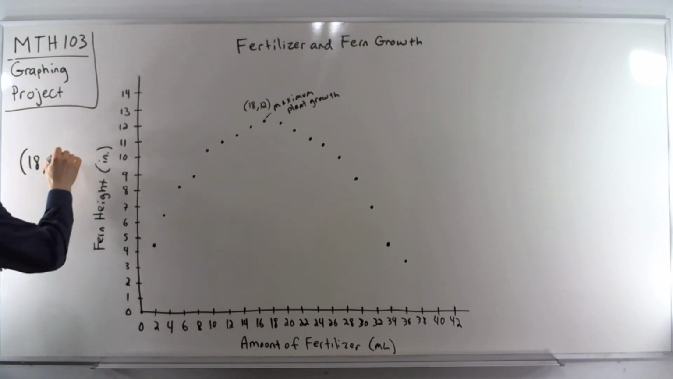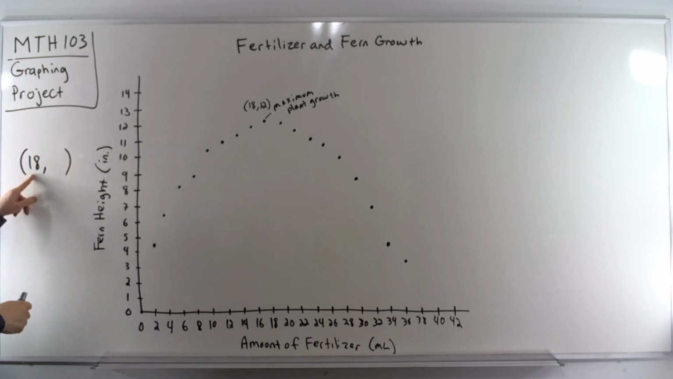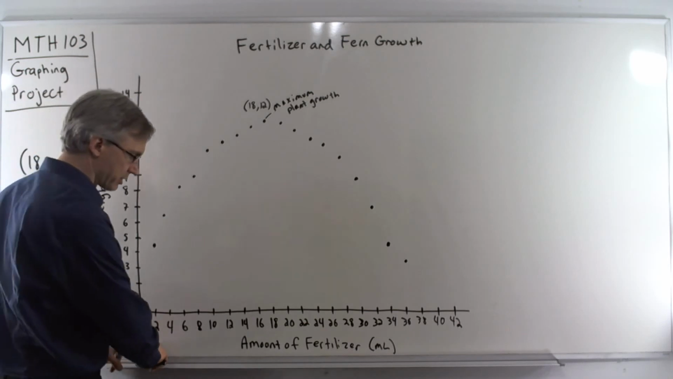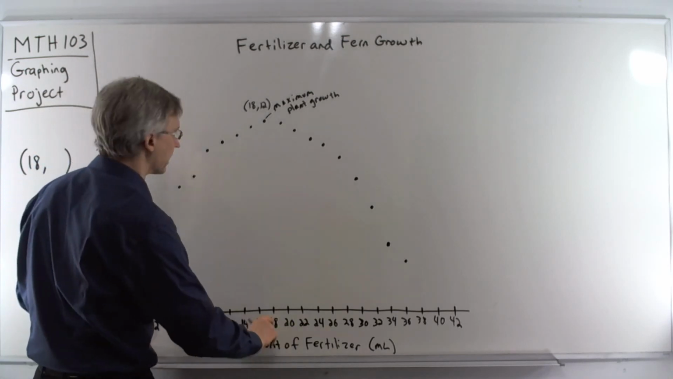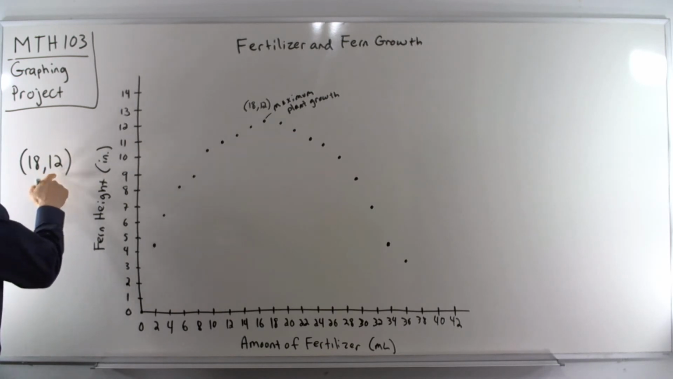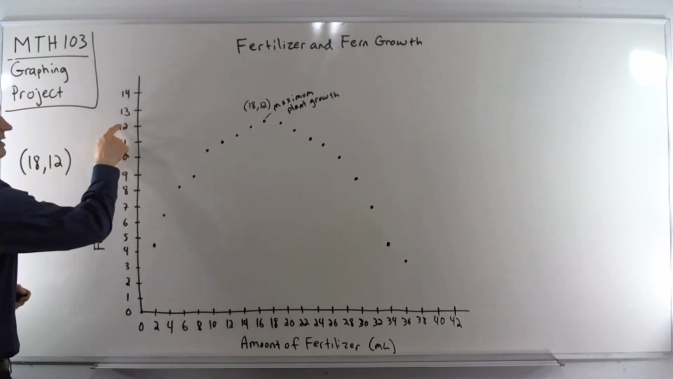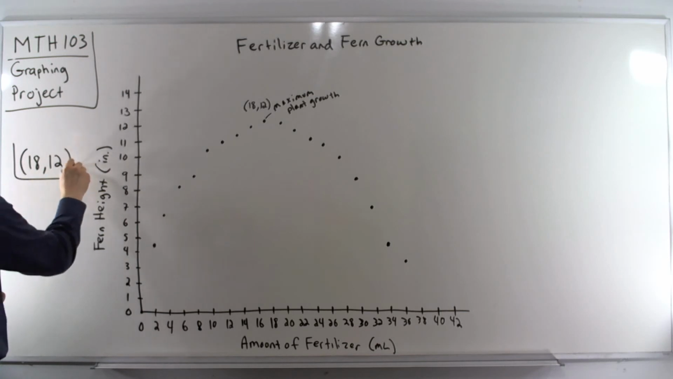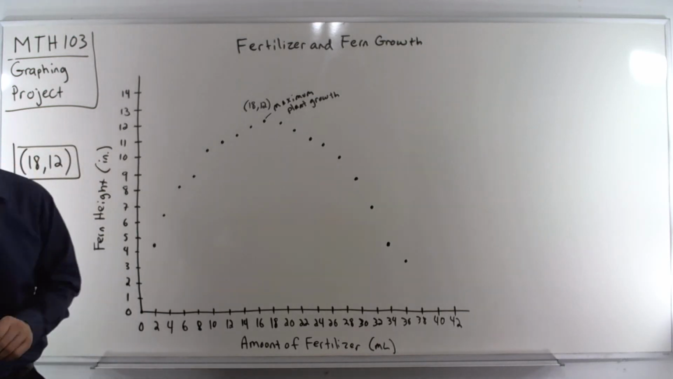if we write an ordered pair, the first coordinate we write is its position on the horizontal axis, and that is at 18. And the second is its position on the vertical axis, and that is at 12. So the ordered pair would be 18, 12.